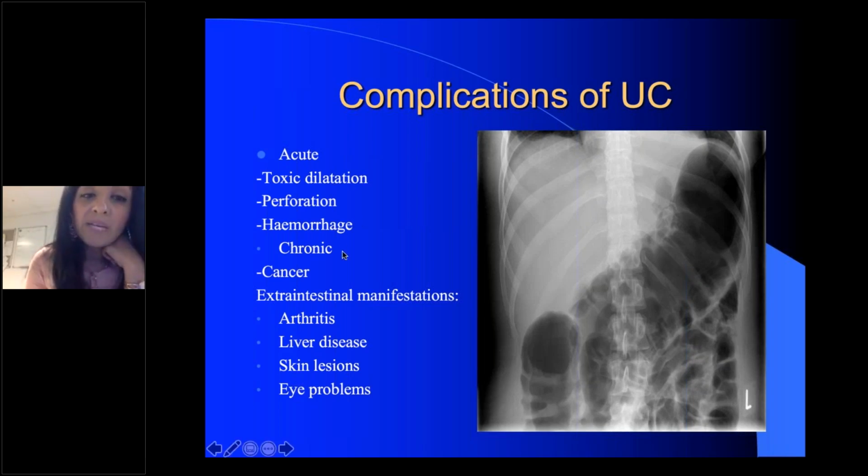Obviously, the other complications of UC I've labelled here are perforation, which is what you would worry about, hemorrhage, and long-term colonic cancer. Then with ulcerative colitis, we worry about liver disease, because often they can get primary sclerosing cholangitis, and that can coexist with their UC. I've talked to you about skin lesions like pyoderma, erythema nodosum, uveitis, scleritis. So these are all the extraintestinal complications of UC to bear in mind when you're looking at a child who presents to your A&E.